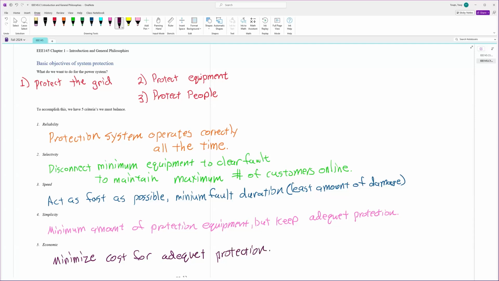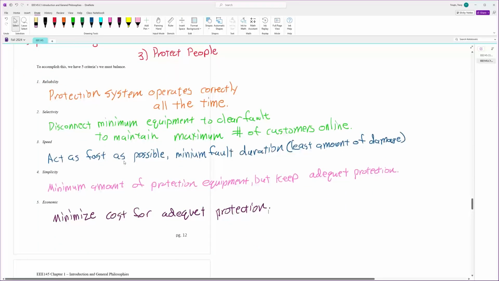Okay, so those are the 5 big criteria, right? Economics, simplicity, speed, selectivity, and reliability. And depending on what you're going to design, you might have to sacrifice a little bit in one category to make another category better. It's basically 5 bars we need to balance out for the customer and what we're trying to accomplish in that specific scenario.